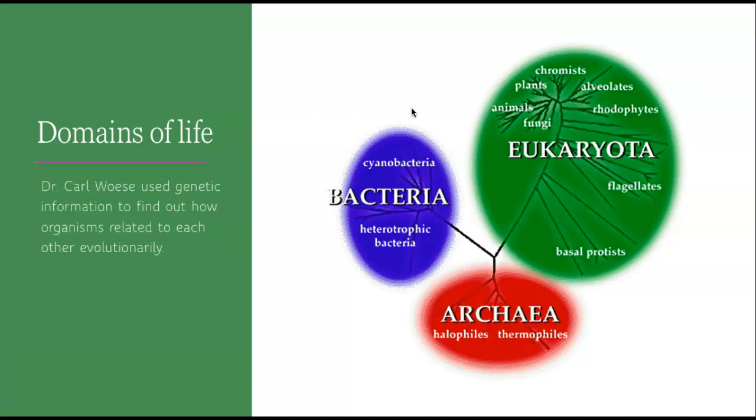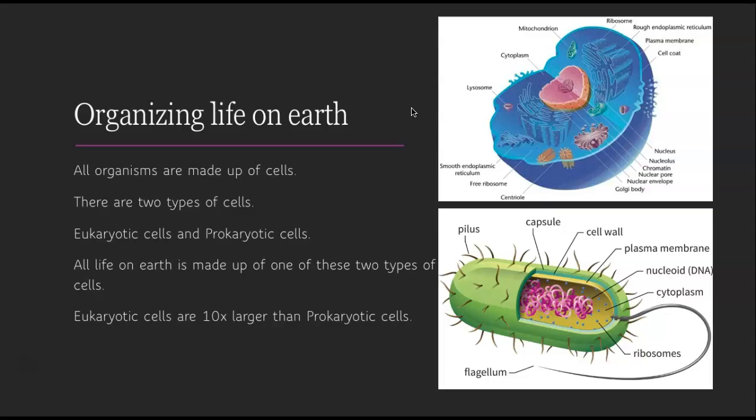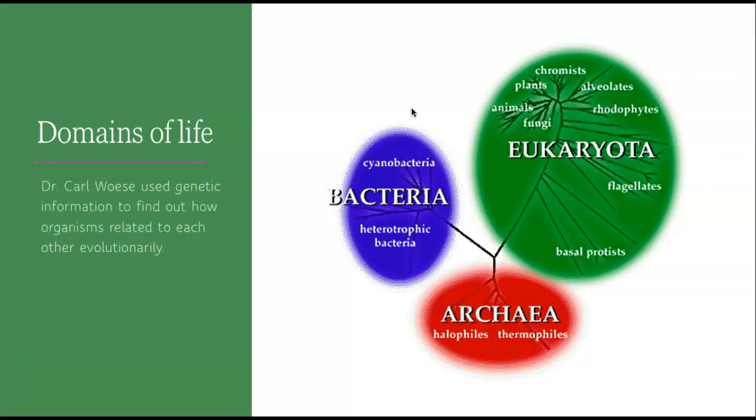So that was pretty much how it worked for a long time, where scientists basically said an organism is either prokaryotic or eukaryotic. And it wasn't until Dr. Carl Woese began to use genetic information to find out how organisms would relate to each other evolutionarily. And this obviously just couldn't happen because we didn't have this technology until about the 70s. And he, along with many, many other scientists, proposed all organisms should be characterized as occurring in one of three domains: the bacteria, the archaea, and the eukaryota.